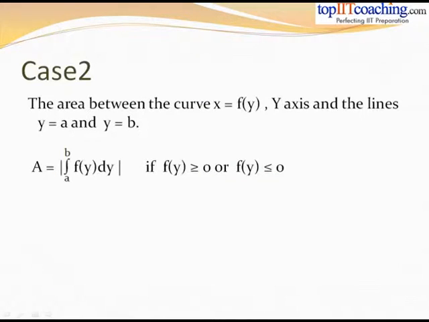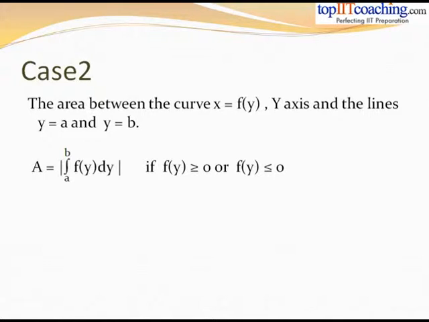Now case number 2 is, the area between the curve x equal to f(y), the y-axis and the lines y equal to a and y equal to b is A equal to modulus of integral of f(y) dy from a to b, if f(y) is greater than or equal to 0 or f(y) is less than or equal to 0. So here the case is just reversed. We are expressing x as a function of y and we try to find the area between this curve, the y-axis, the lines y equal to a and y equal to b, and this area is given by modulus of integral of f(y) dy from a to b.